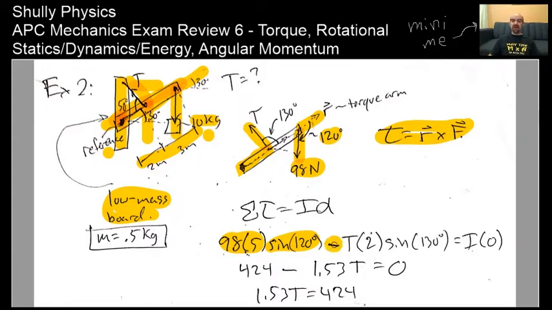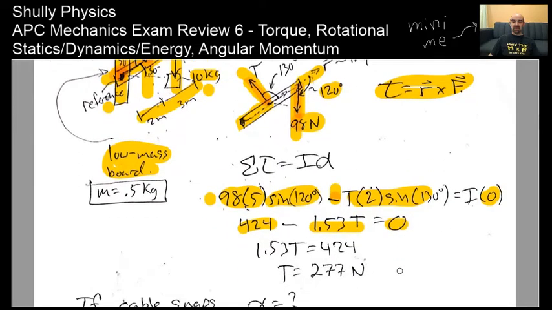Now we're going to subtract that torque from the original one because the mass on the end is trying to rotate the system clockwise, and the tension is trying to rotate the system counterclockwise. So they're going to be in opposite directions. This one's a positive, and this one is a negative over here. Now, if the system is at rotational equilibrium, which it is, the angular acceleration is 0. We're just going to have 424 minus 1.53T equals 0, and we solve for that tension in the cable.